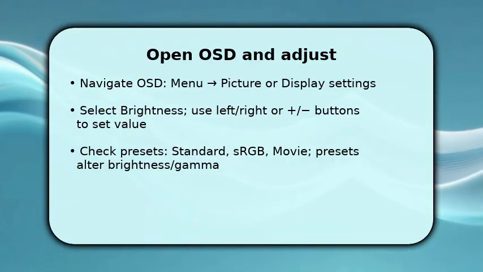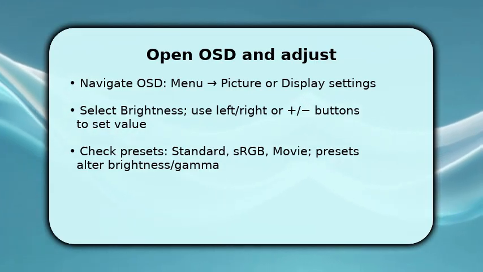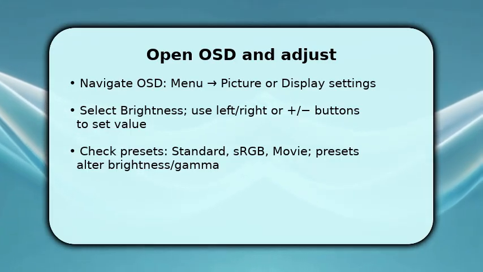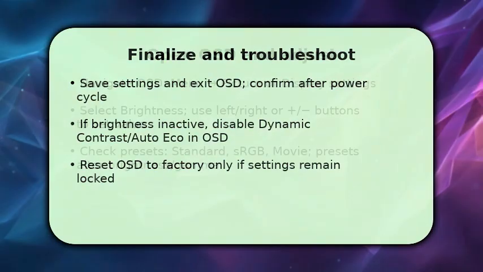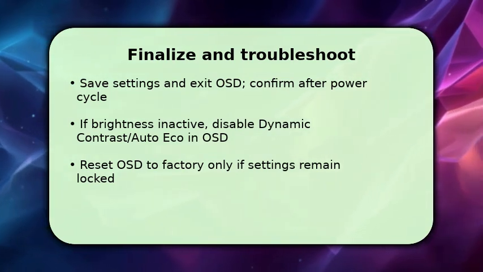Once you choose a level, check preset modes such as Standard or sRGB since they override manual brightness. If you need color accuracy, set brightness after finishing by saving your adjustments if the model requires it, then exit the OSD and power cycle the monitor to confirm settings persist.